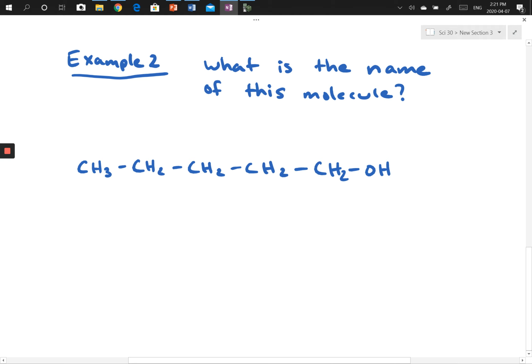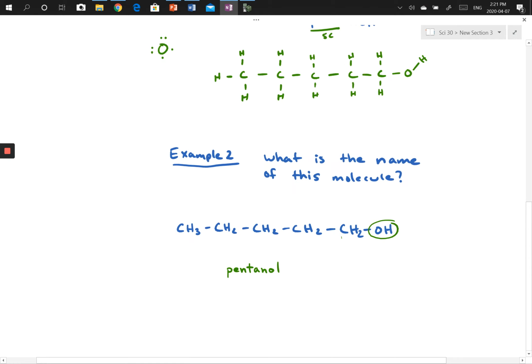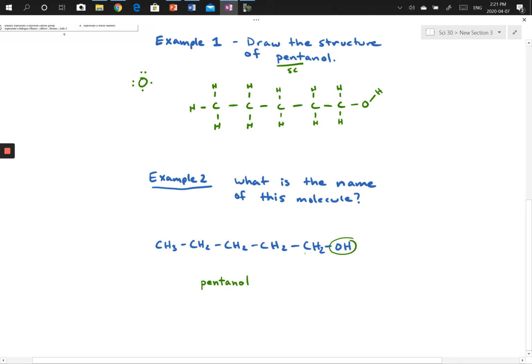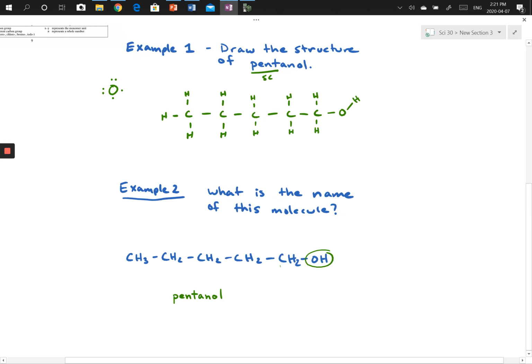That makes 4. So in this case, I have 1, 2, 3, 4, 5 carbons. And so that's going to be pent. And then I notice here on my last carbon, I have this hydroxyl functional group. And that's going to make this molecule, wow, it's also pentanol. So I just wanted to show you 2 ways that I could draw the same molecule there. And so both of those would be the molecule pentanol, which is an alcohol.